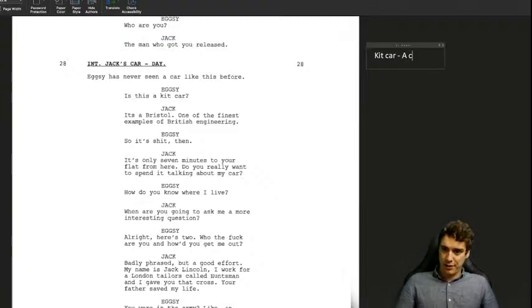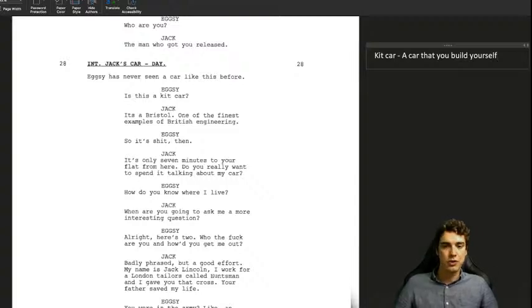So a car that you build yourself. 스스로 짓는 자동차예요.